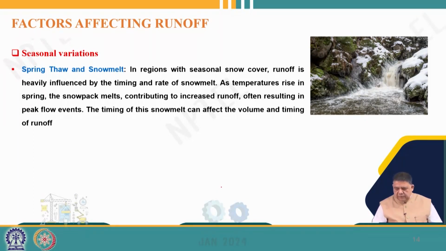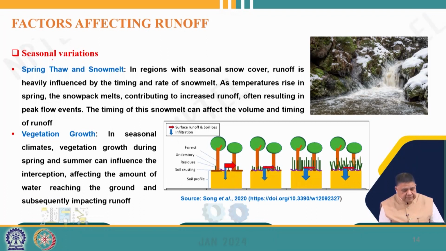Then if we talk about the seasonal variations, of course, these are more location specific. So, spring thaw and snow melt in the regions where seasonal snow cover is there. Runoff will be heavily influenced by the timing and rate of snow melt. As temperatures rise in spring, the snowpack melts, contributing to increased runoff, often resulting in peak flow events. So, in heavily snowed areas or basins, the peak flow will be coming in spring, and the timing of this snow melt can affect the volume and timing of runoff, which is quite obvious.